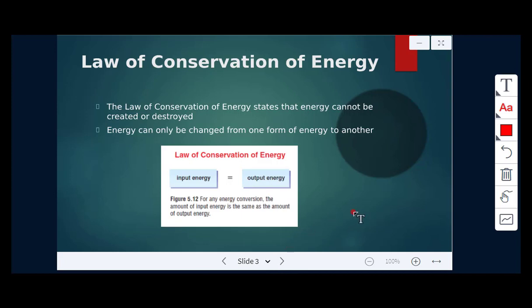And the reason being is because of the law of conservation of energy, which states that energy cannot be created or destroyed. Energy is only changed from one form of energy to another. All right, so for any energy conversion, the amount of input energy is the same as the amount of output energy.